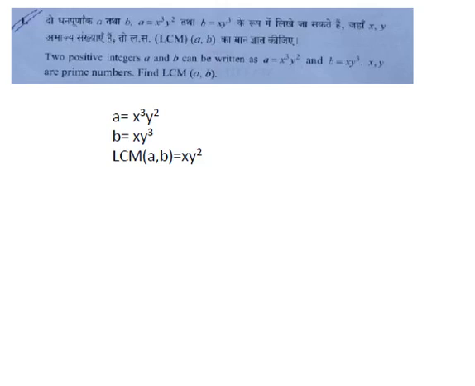So we know that LCM stands for least common multiple, which means that we have to find the least power of x and y common in both a and b. As we can see here, the least power of x in both a and b is 1, and the least power of y in both a and b is 2. So the LCM will be x to the power 1 and y to the power 2, xy square.